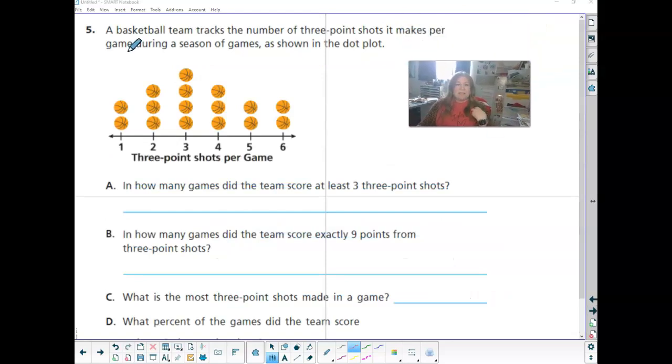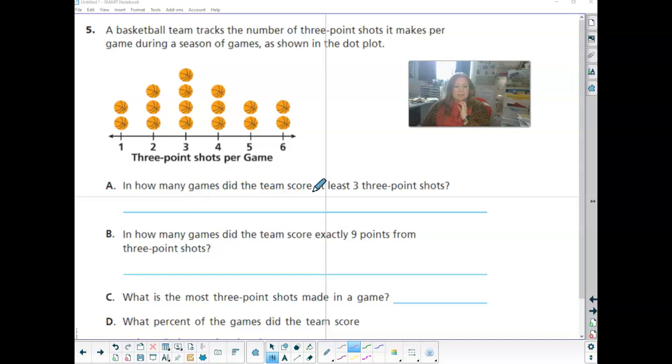Okay, number 5 says the basketball team tracks the number of 3-point shots it makes per game during a season of games as shown here. So, 3-point shots per game. In one game they made 1, so every basketball is a game. A basketball represents a game, and in this game they made 1, and in this game they made 1. They have this many games where they made 2, this many games where they made 3, and so on.